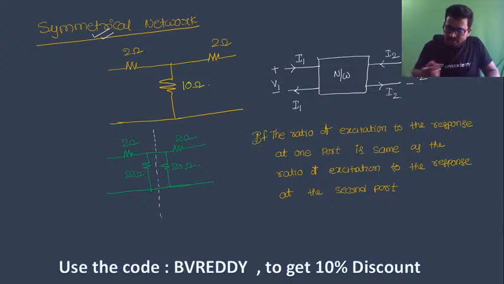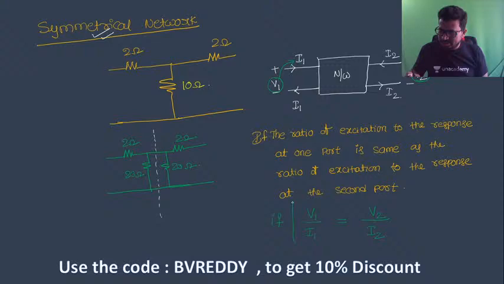Here, if the ratio of excitation to the response at one port is the same as the ratio of excitation to the response at the second port. That means, here this is my excitation and this is my response. The ratio of excitation to response at port 1, that must be the same as the ratio at the second port, V2 by I2. If this condition is satisfied, then the network is said to be a symmetrical network.